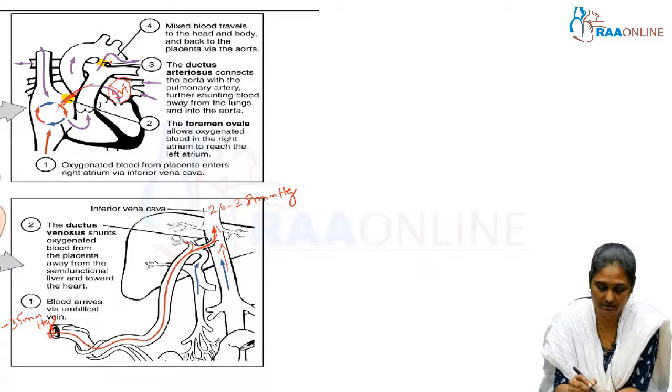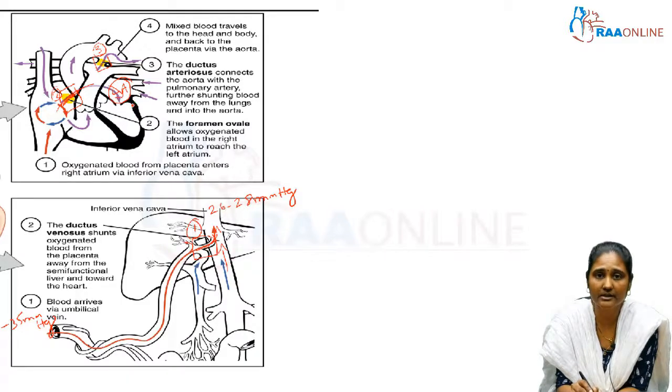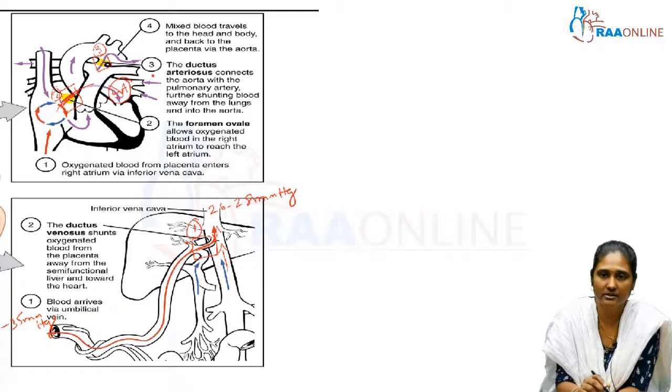Now we have seen two things: the first one is the ductus venosus and the second one is the foramen ovale. The third one lies here. This is the ductus arteriosus. The ductus arteriosus connects the aorta with the pulmonary artery. So further shunting of the blood away from the lungs and into the aorta occurs through this shunt. And finally, the fourth place where the mixed blood travels to the head and body and back to the placenta via the aorta. So this is what happens inside the fetus.